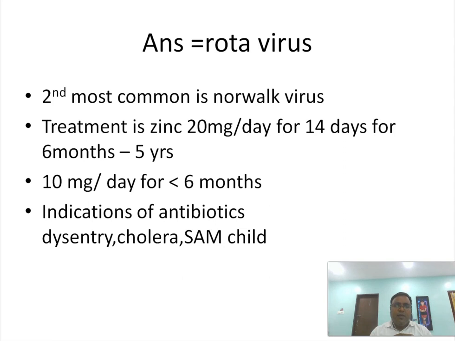Indication of antibiotic, somebody may ask, what are the indications of antibiotic in a case of AG in less than 5 years? The indication would be dysentery. If it is cholera, then antibiotic can be given in a case of AG.